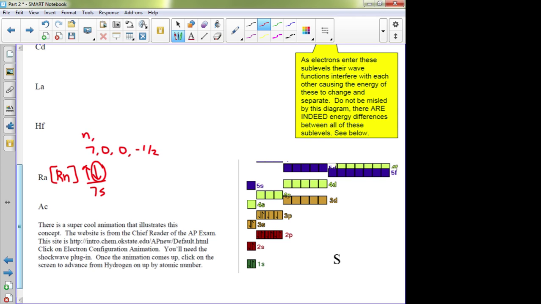So let's talk about where we got those numbers from. Where did I get n from? Your energy level. Where did I get my l from? The s. So that's where I got n, and this is where I got l. If it's an s, what's l? 0. If it's a p, what's l? 1. If it's a d, what's l?